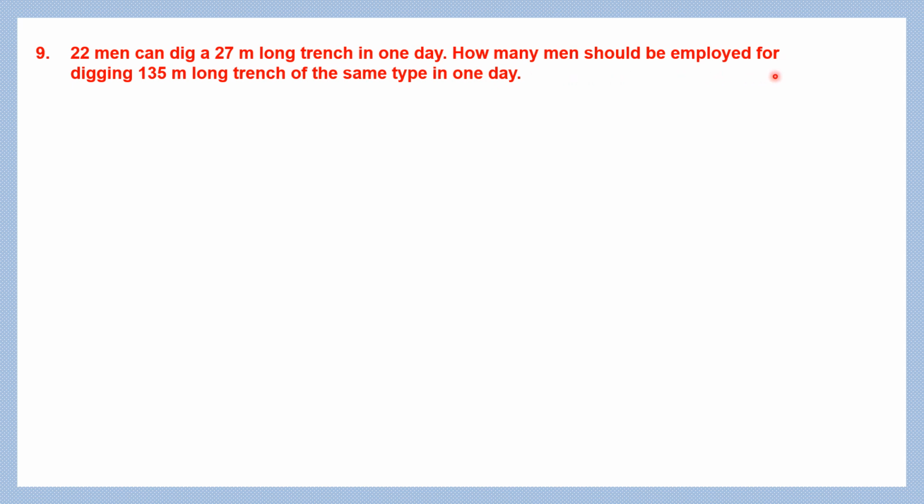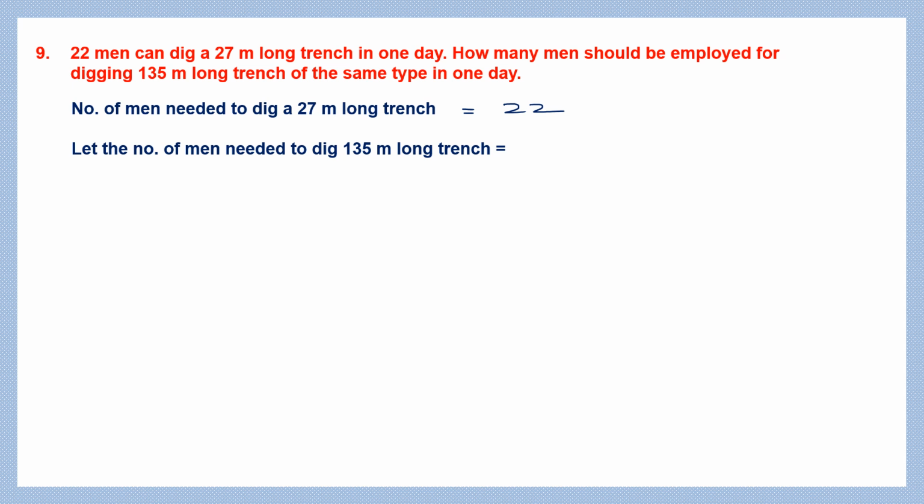9. 22 men can dig a 27-meter long trench in one day. How many men should be employed for digging a 135-meter long trench of the same type? Let's begin and then find out how we need to do it. Number of men needed to dig a 27-meter long trench is 22 men. So let the number of men needed to dig a 135-meter long trench be X.